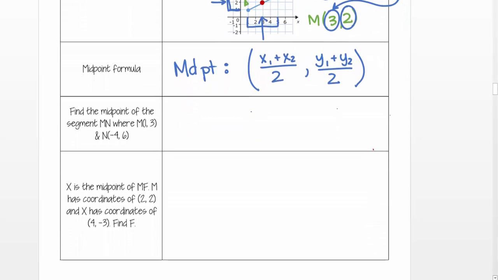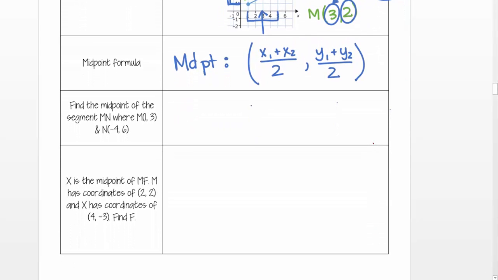So if we want to do a problem, it'll tell us that we need to find the midpoint of segment MN, where M is at 1, 3, and N is at negative 4, 6. So I could draw this out. If we do a rough sketch, M is over 1, up 3, and N is back 4, up 6. I want to know what's right in the middle here.